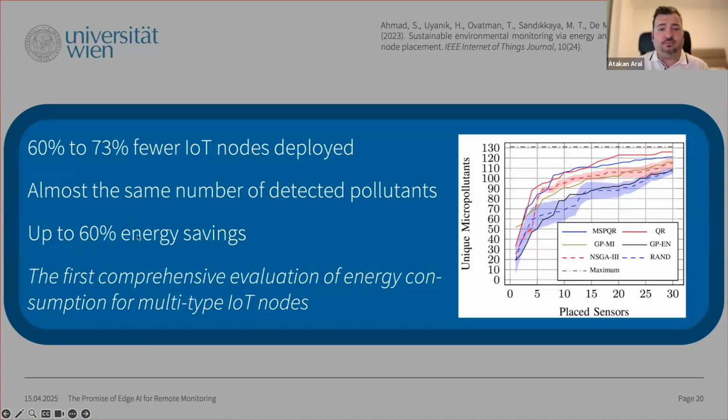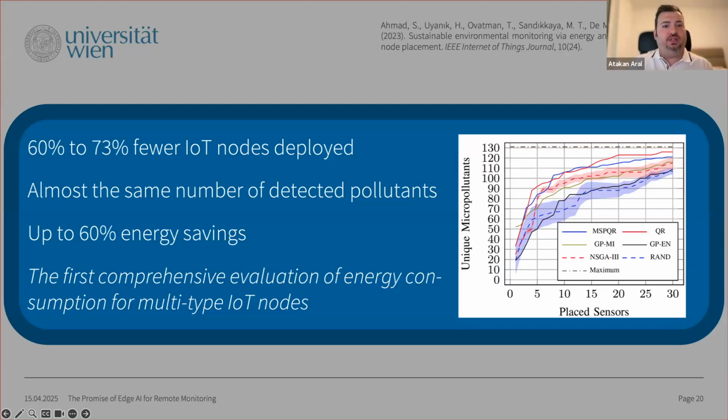And here you can see our approach compared with other multi-objective optimizers. The red one is the QR decomposition, which achieved, with 30 sensors, as I said, almost the same number of micropollutants that are available in this data.